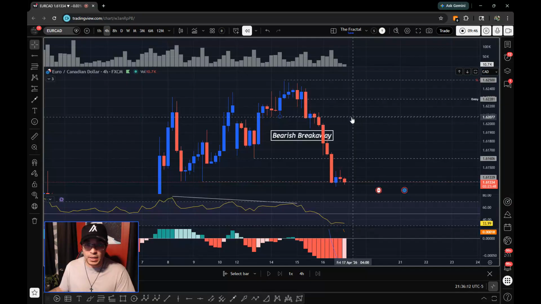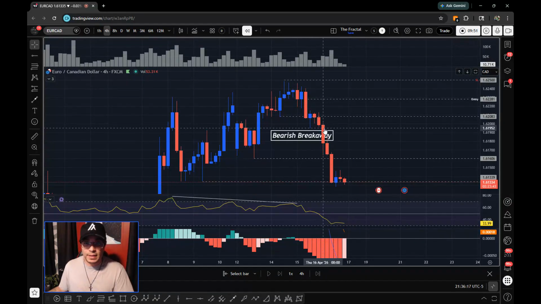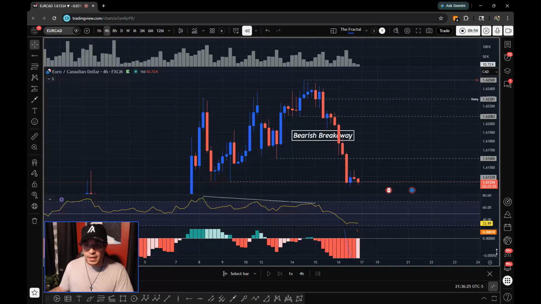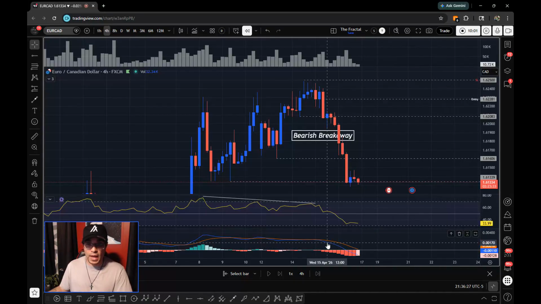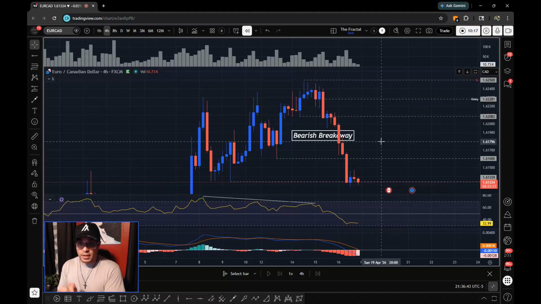If we pull up the indicators, our volume continued to increase as price continued to fall. The RSI dipped down below the 50. And you can see here on the MACD, we have separation between the signal line and the MACD after the crossover event, and a serious production of bearish bars. So these are some of the ways that you can confirm a bearish breakaway.